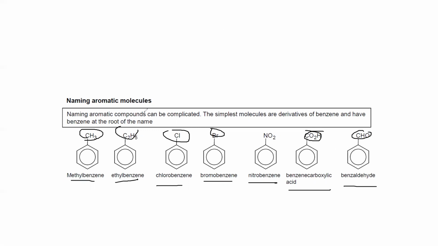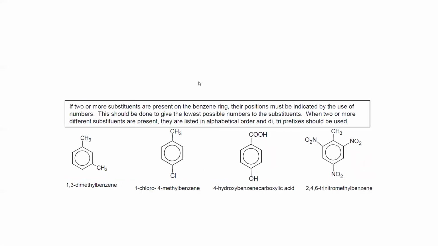Naming aromatic compounds can be complicated. The simplest molecules are derivatives of benzene, and we have benzene as the root name. But benzene may have two or three substituent groups. If two or more substituents are present on a benzene ring, their positions must be indicated using numbers, giving the lowest possible numbers. When there are two or more, they are listed in alphabetical order, with di and tri depending on the count.